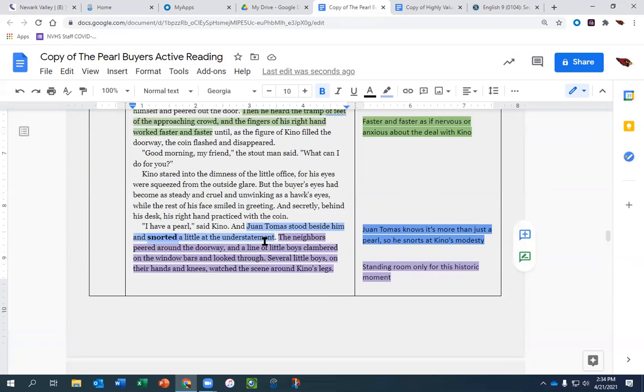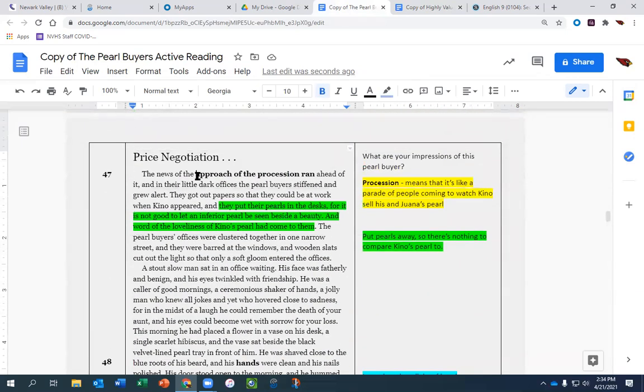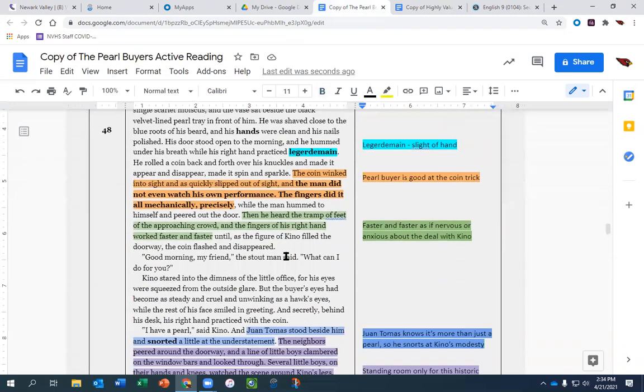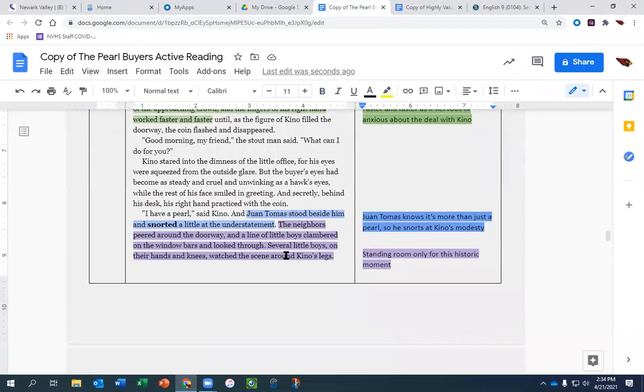And the thing that's important to me is the idea that there's a procession, something along the lines of a parade of people who have come to watch Kino sell his and Juana's pearl. So this is a historic day. It's so historic that there's nowhere to stand. It's standing room only. So much so that a line of little boys clambered on the bars and windows to look through, and several of them get down on their hands and knees and watch the scene around Kino's legs.